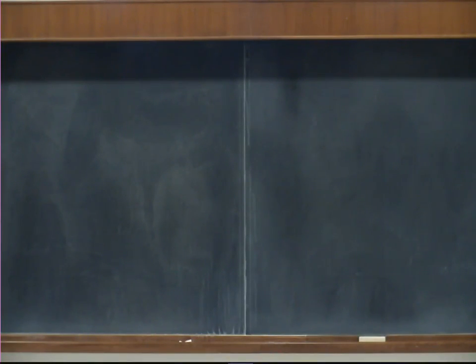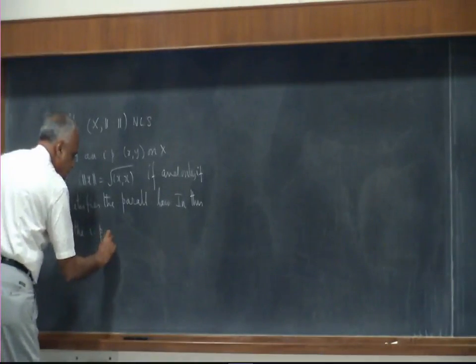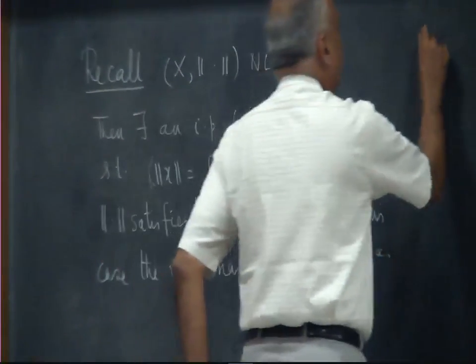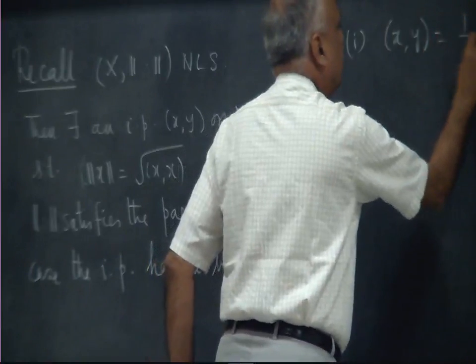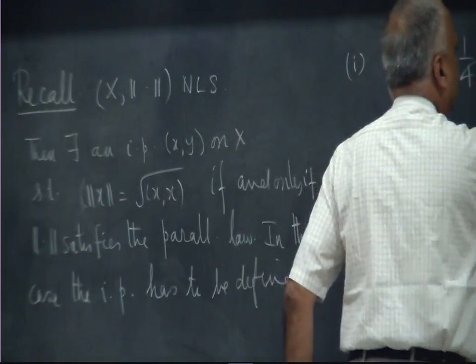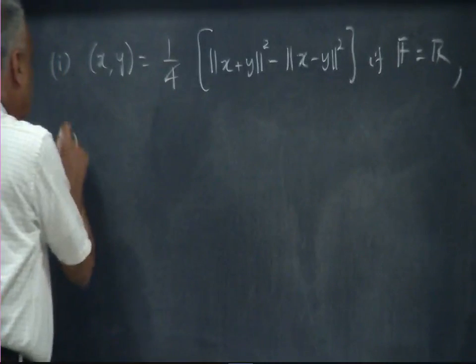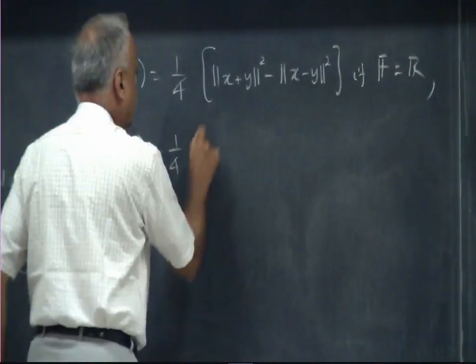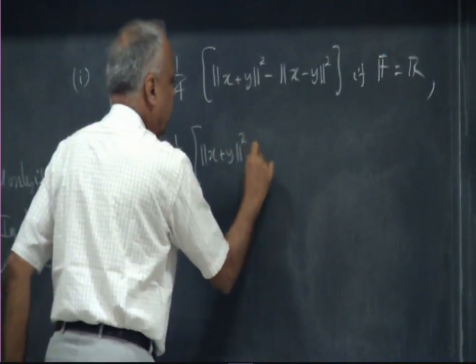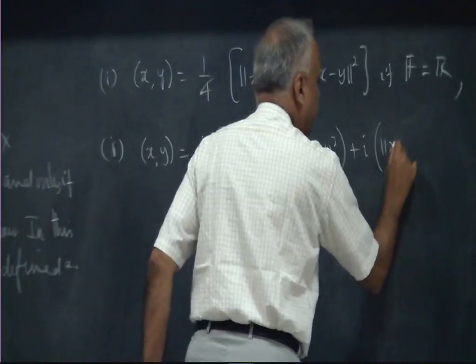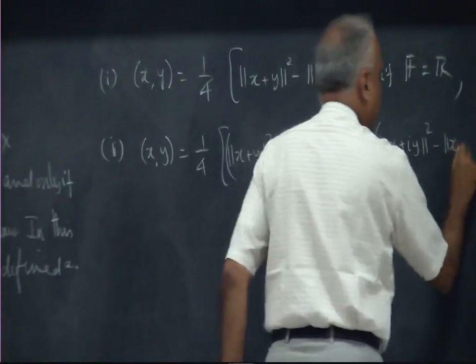And if it does, in this case, the inner product has to be defined as (x, y) equal to 1/4 of norm x plus y squared minus norm x minus y squared, if the field is real, and (x, y) equal to 1/4 of norm x plus y squared minus norm x minus y squared, plus i times norm x plus i y squared minus norm x minus i y squared, if the field is complex.